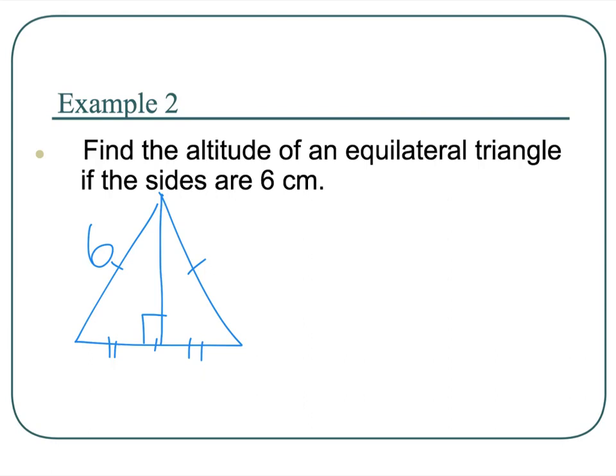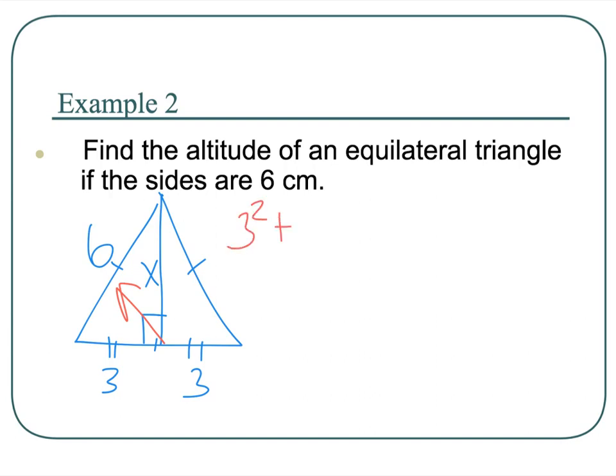So if it's bisected, what are these two sides? Well, they are 3 and 3. And I want to find the altitude, right? I'll call that x. All right. So what's my c in this case? It is across from my right angle, as always. So let's draw that. There's my c, right? And now my legs, it doesn't matter which one's which.